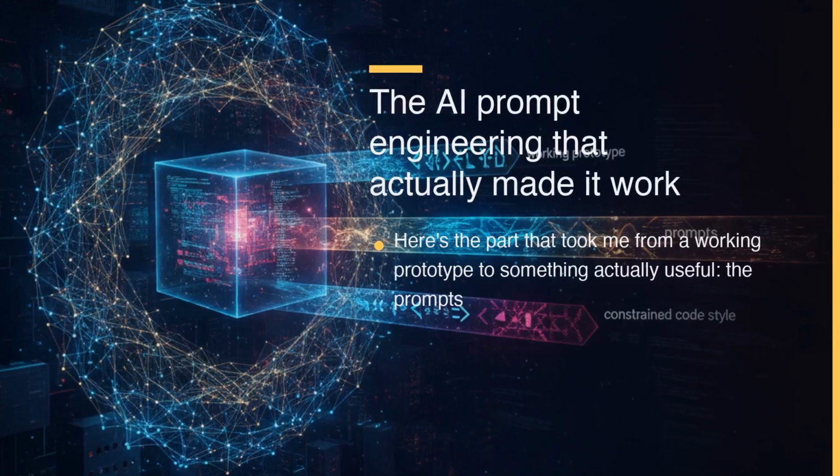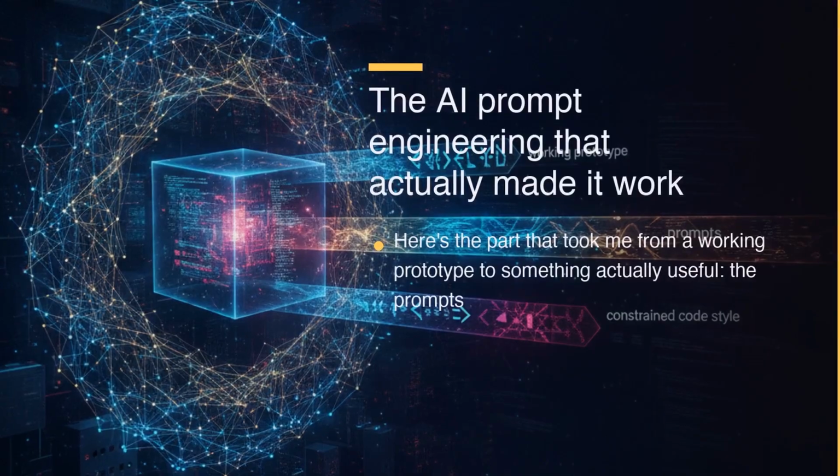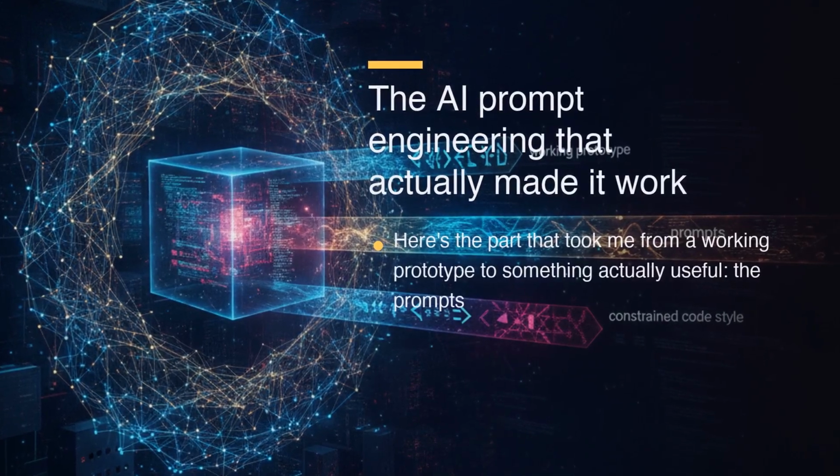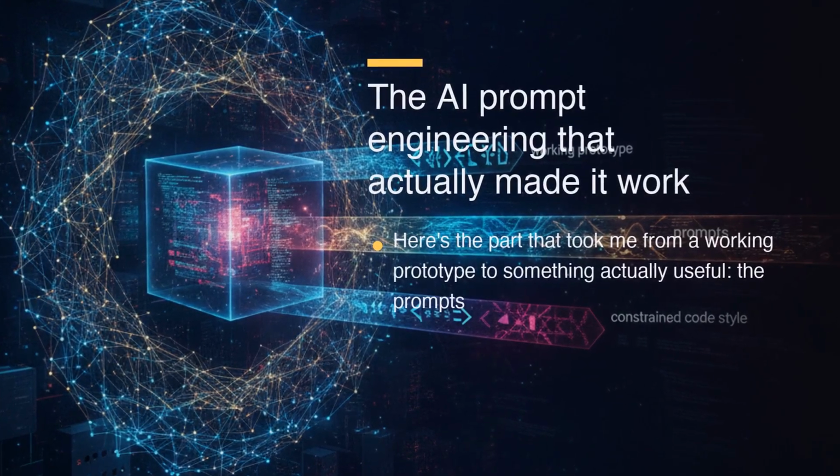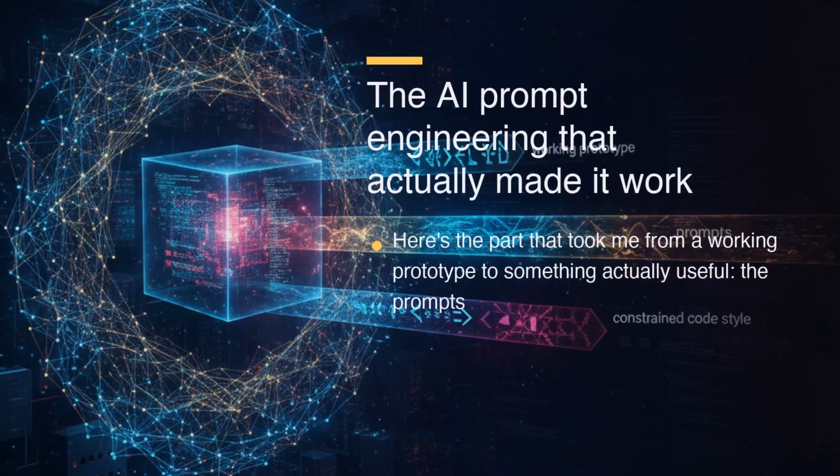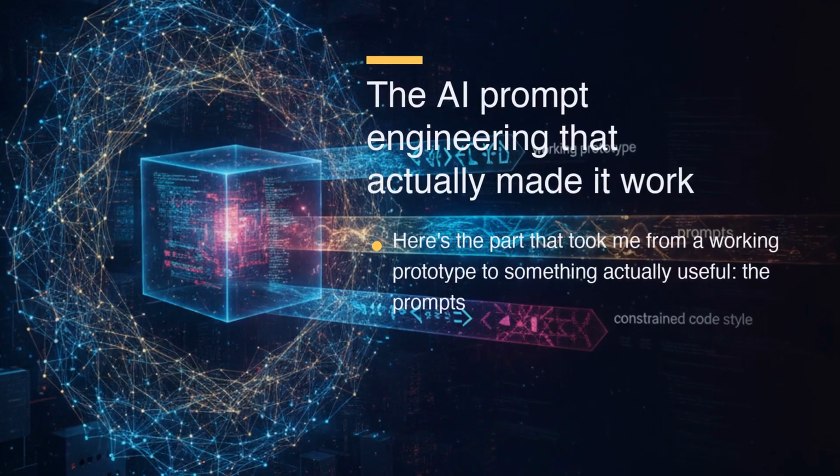Here's the part that took me from a working prototype to something actually useful: the prompts. And I'm going to share the exact system prompt because I think this is where most tutorials fail you. They hand-wave past the AI integration like it's trivial. It's not. The system prompt needs to accomplish 4 things simultaneously.